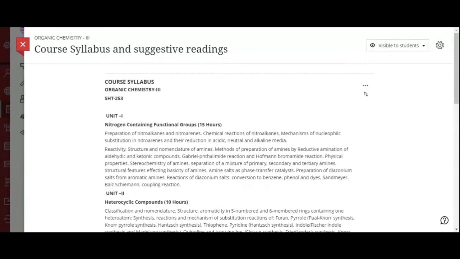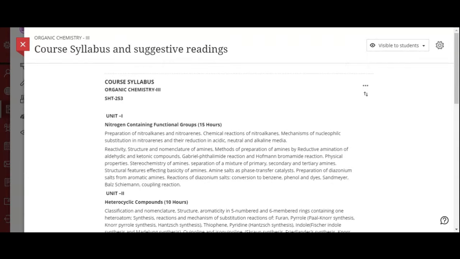In the second chapter, the second chapter is of amines. Okay, in which structure and nomenclature of amines is discussed and methods of preparation of amines, like reductive amination of aldehydes and ketones, Gabriel phthalimide reaction, Hoffmann bromamide reaction, and in this there are also a number of naming reactions. So you have to learn the reactions and mechanisms with their names.